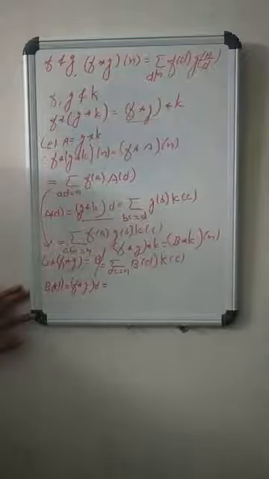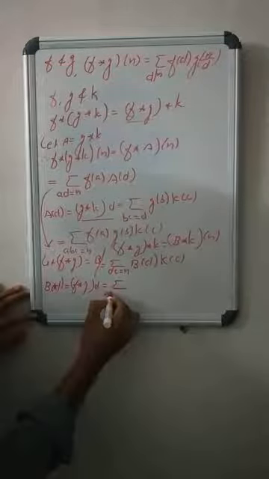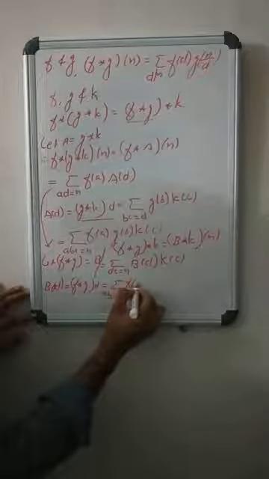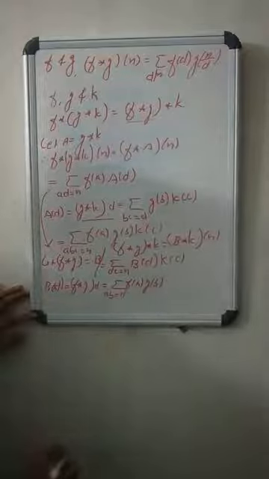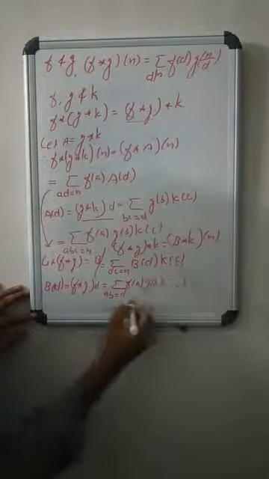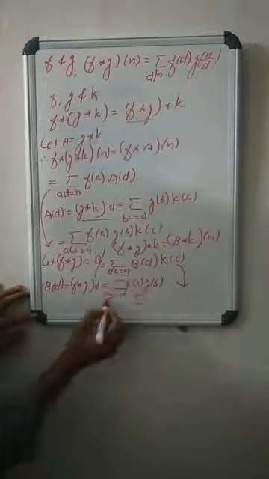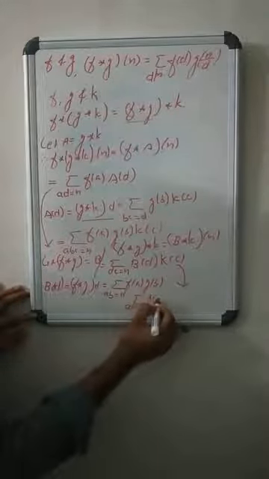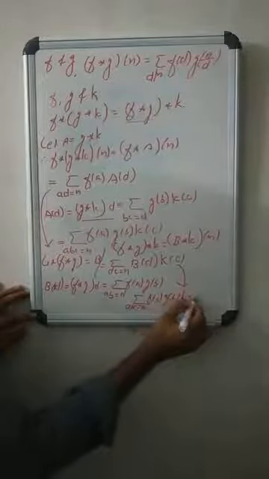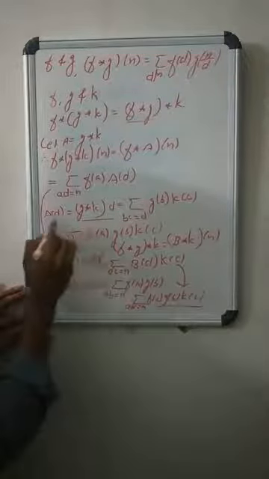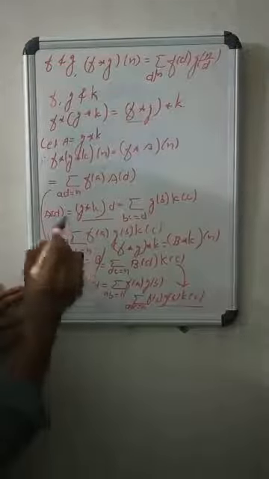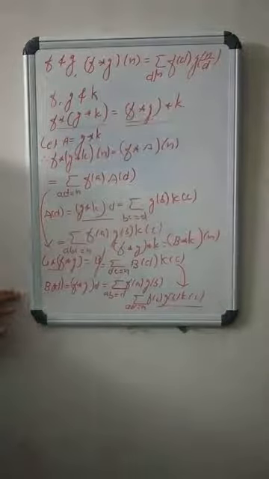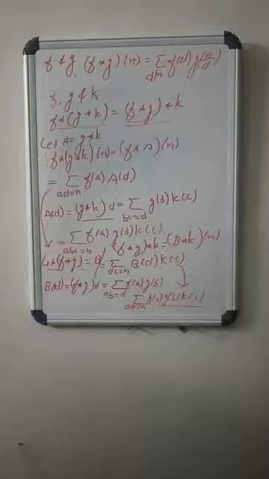What is F star G of D? F star G of D equals sigma over AB equals D, f of A into G of B. So combining, this becomes sigma over DC equals N, AB equals D, so it is ABC equals N, f of A into G of B into K of C. Hence F star G star K equals G star F star K. Hence the associative property is proved.